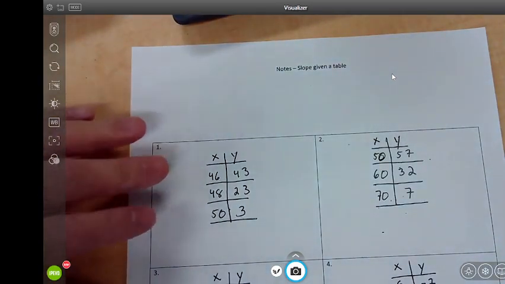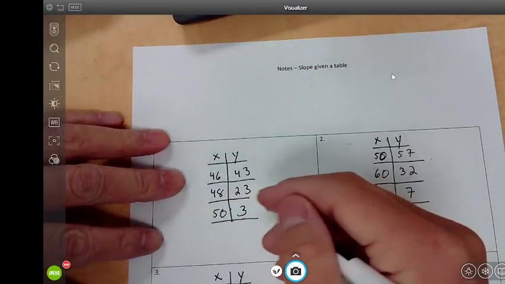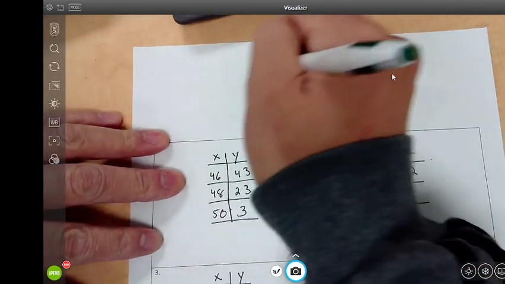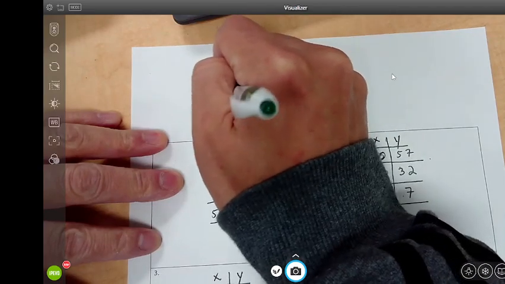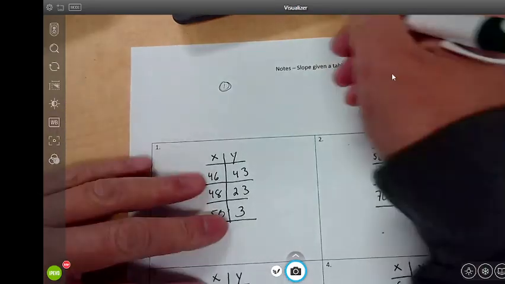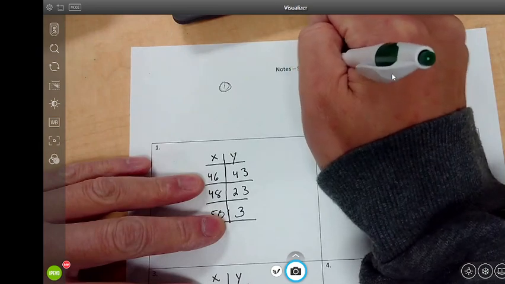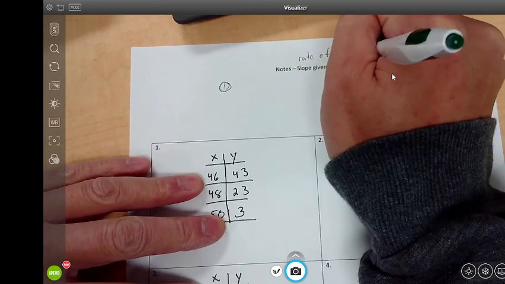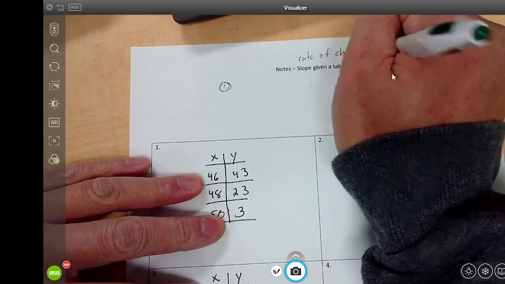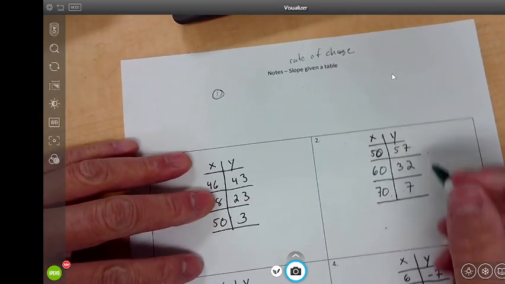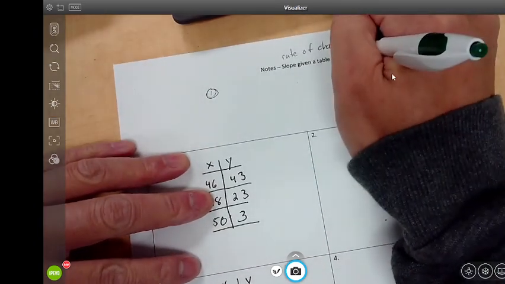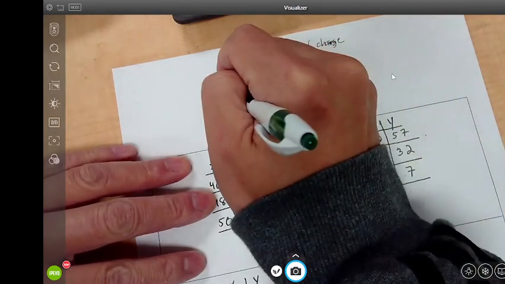Alright, for a slope given a table, the first thing is you are going to find any two points. Just remember, slope is the same as rate of change, and you have already done rate of change. Okay, rate of change, C-H-A-N-G-E. Alright, so the first is find any two points.